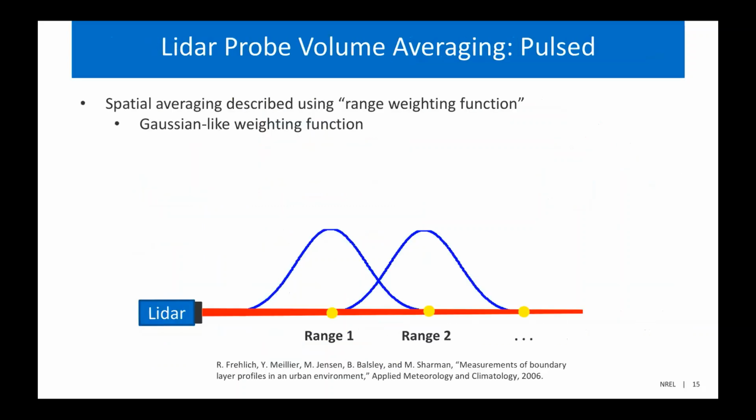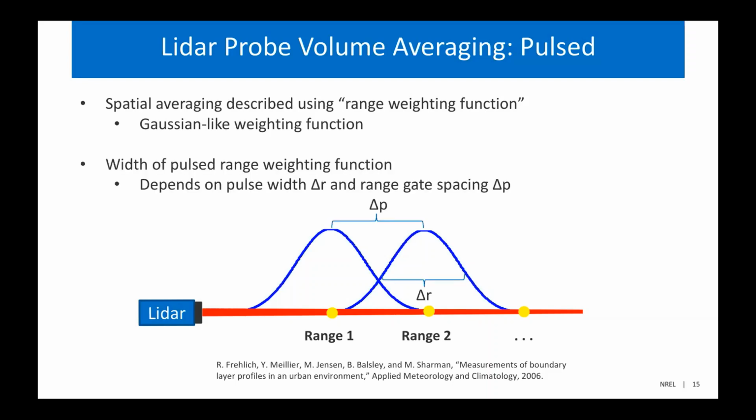So a pulsed LiDAR also spatially averages the wind when it measures the wind, but it's a little bit different than a CW LiDAR because now we're emitting a Gaussian-like pulse as it travels through different range gates. That will end up spatially averaging the wind speed. So the width of the pulsed LiDAR range weighting function depends primarily on the pulse width that's emitted from the LiDAR, and then on the spacing between range gates.